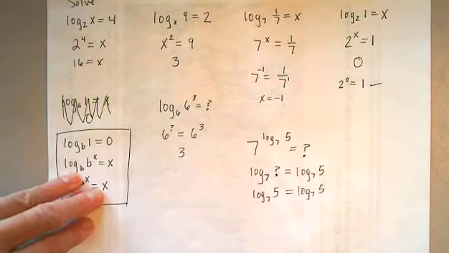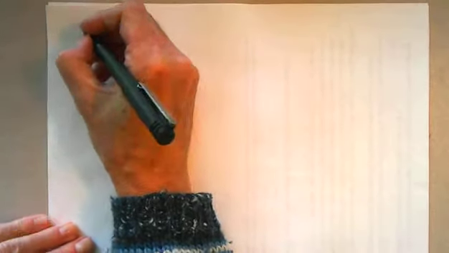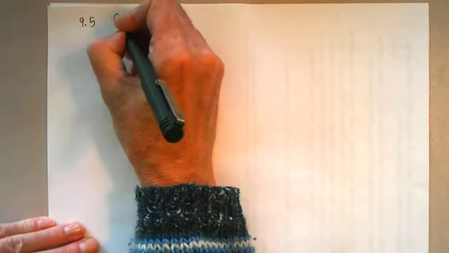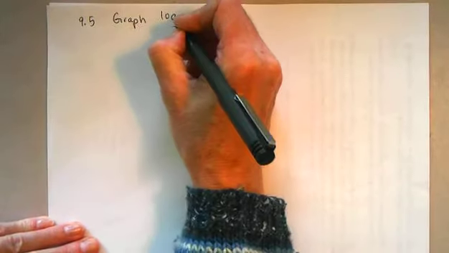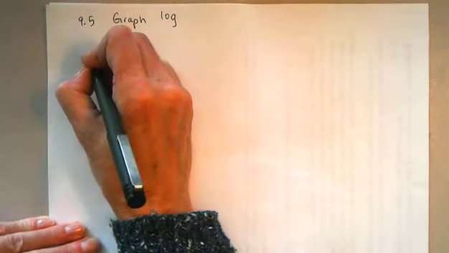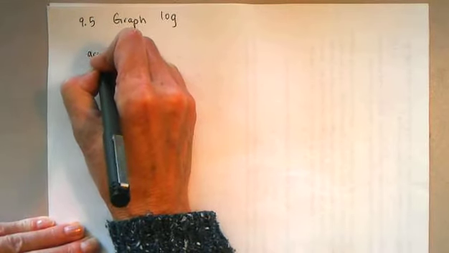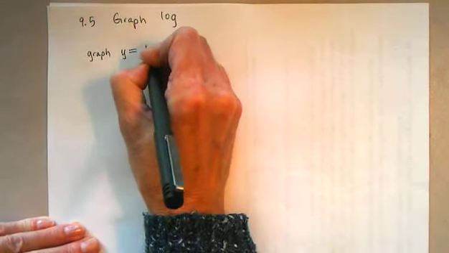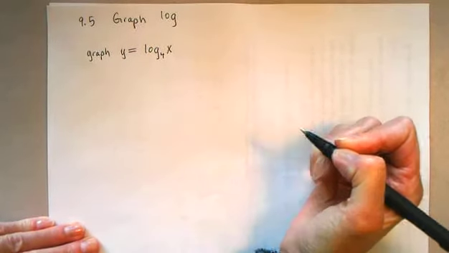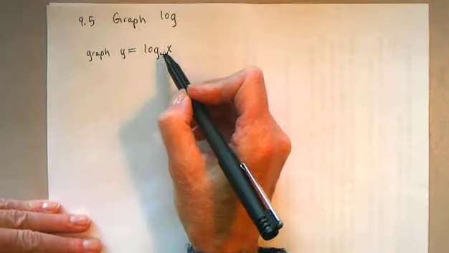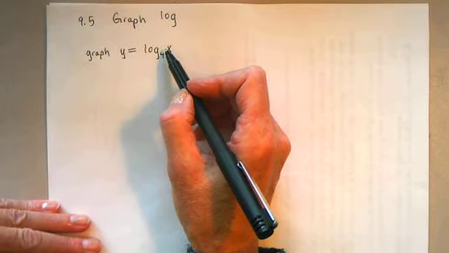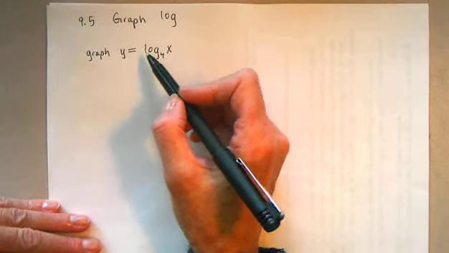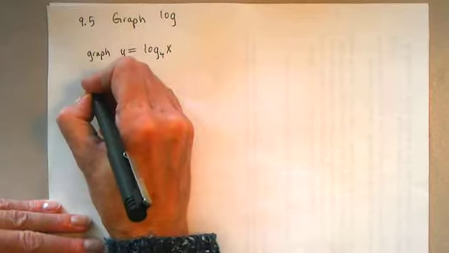Okay, another thing we need to do in this section is we need to graph a log. So once again, we're still in 9.5 and we need to graph a log. So if I wanted you to graph y equals log base 4 of x. Well, since we don't know how to find log base 4 of any number yet on our calculator, what we're going to do is convert it to exponential.